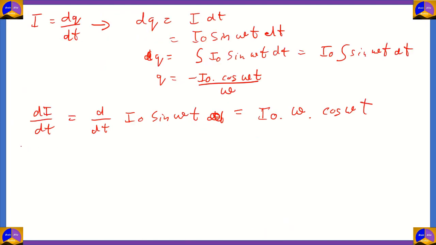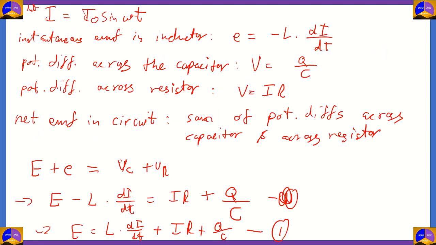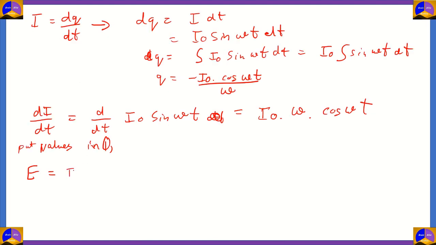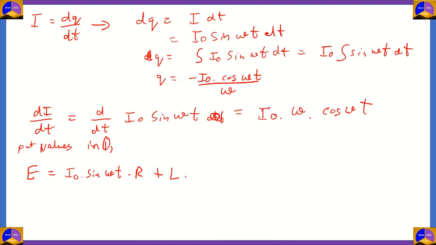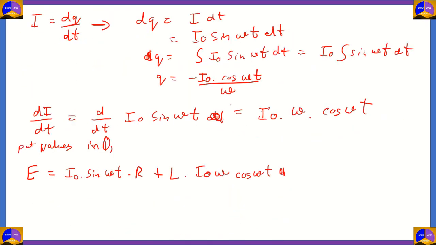And when we put the values in equation 1, we will get the EMF equals, since IR can be written as I naught sine omega t times r, plus the instantaneous EMF across the inductance, that is L di by dt, which will be L times I naught omega cos omega t, plus q by c, which can be written as minus I naught cos omega t divided by c omega.